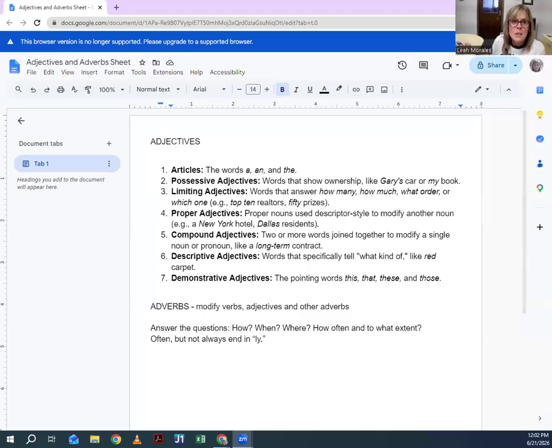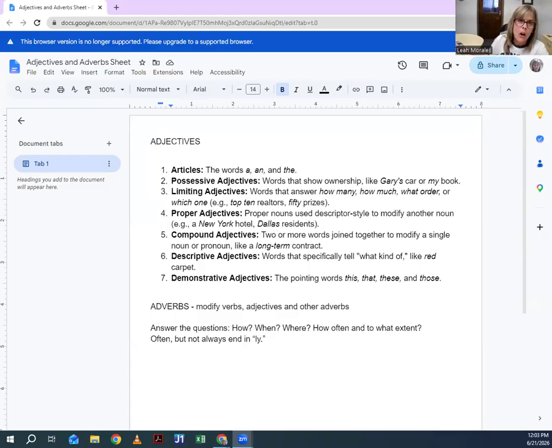Hi, everybody. This is going to be a relatively quick lesson on adjectives and adverbs. Remember that those are our modifiers. They tell us a little more about some of the other words in our sentences. We're going to start by looking at adjectives, and adjectives are modifiers that describe nouns and pronouns.